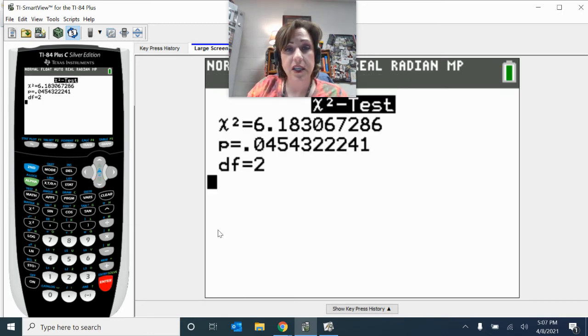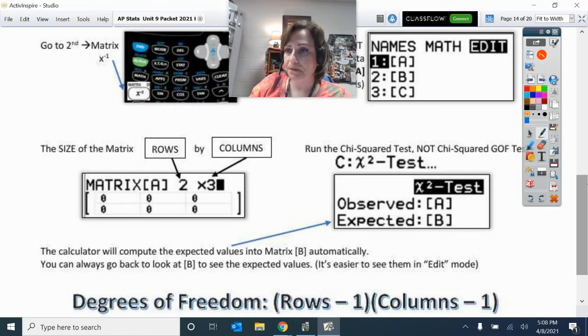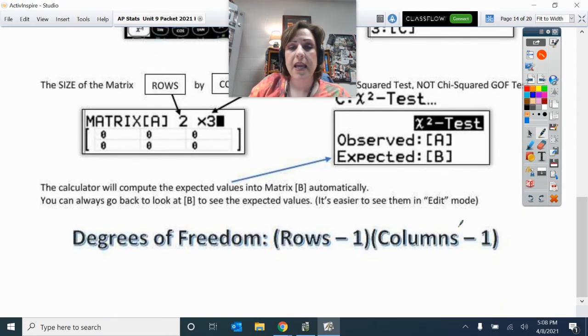Here we go. And look at that. There's my chi-squared value. There's my p-value. And we're going to discuss this degrees of freedom. What in the world is that? How is that 2 when I've got all these multi-dimensions? Weird. So let's take a look. So the expected has been computed and put into matrix B. And let's go ahead and talk about this degrees of freedom right now.